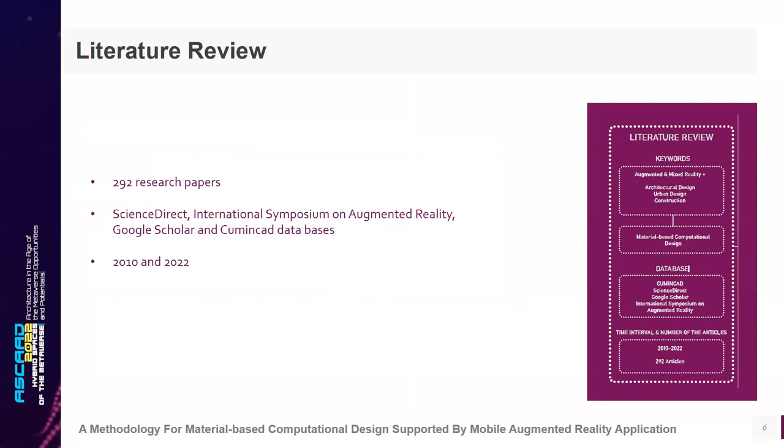292 research papers published between 2010 and 2022 are examined for the literature review in Science Direct, International Symposium on Augmented Reality, Google Scholar, and Communicate database. The lack of literature is primarily the tactility followed by convertibility between the materials. The proposal of MAR integrated MCD in the current study enables convertibility and tactility by utilizing a variety of building materials.